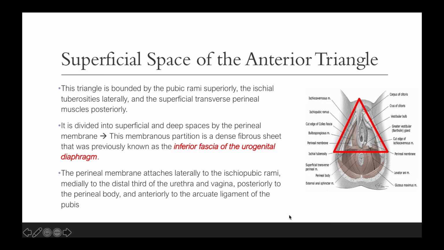dense fibrous sheet that was previously known as the inferior fascia of the urogenital diaphragm. The perineal membrane attaches laterally to the ischiopubic rami, medially to the distal third of the urethra and vagina, and posteriorly to the perineal body and anteriorly to the arcuate ligament of the pubis.